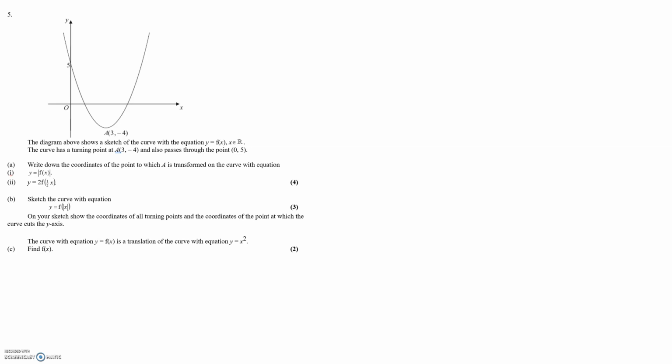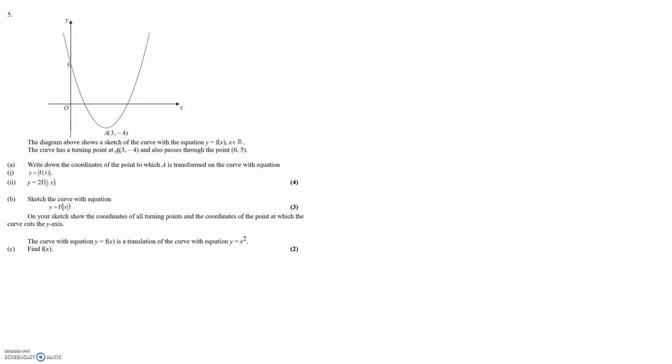We are beginning from question 5. In question 5 we have another transformation style question. Write down the coordinates of point A which is transformed on the curve with the following equation.